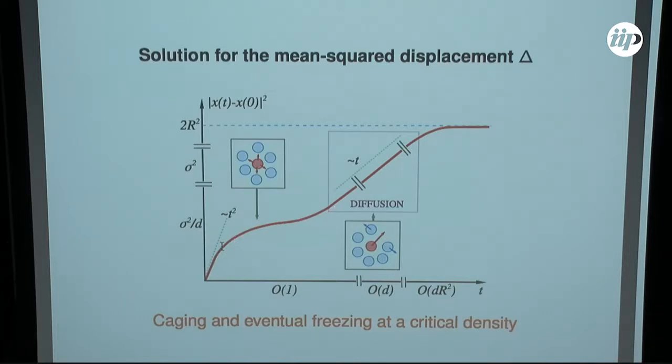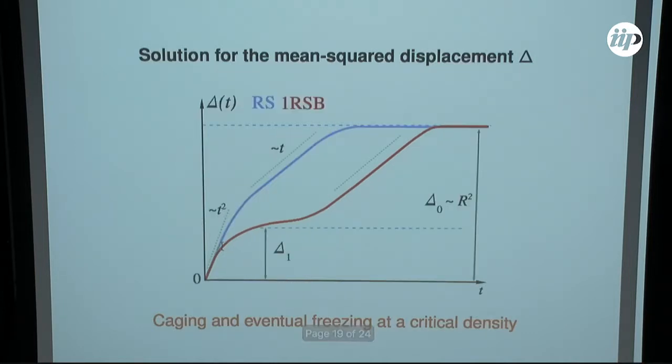And then, well, we were in a box that is big. This is the size of the box. So this is not physical. You can put it here. You can work with a bigger box. And then as you move to higher densities, this plateau becomes larger and larger and larger. And there is a finite density at which this plateau becomes infinite. What this means is that there is a density at which the particle never goes away from a kind of cage created by the other particles.